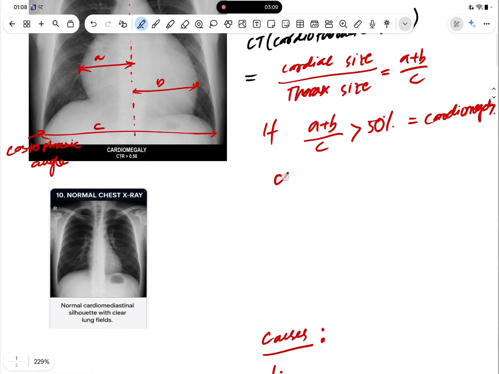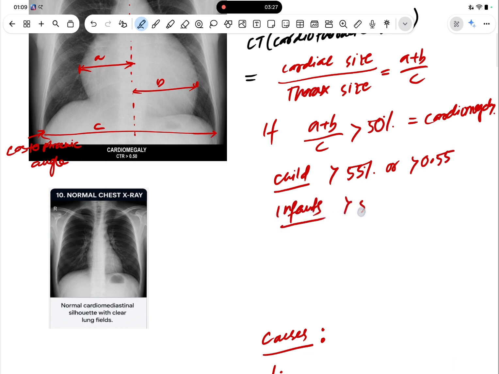In case of children, it is more than 55%, or the ratio is more than 0.55. In case of infant, it is more than 60%, or the ratio more than 0.6. So if the ratio is more than 0.6 in case of infant, we call it cardiomegaly.